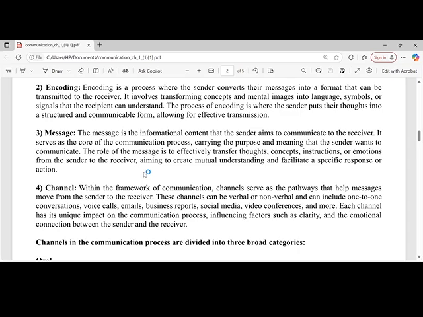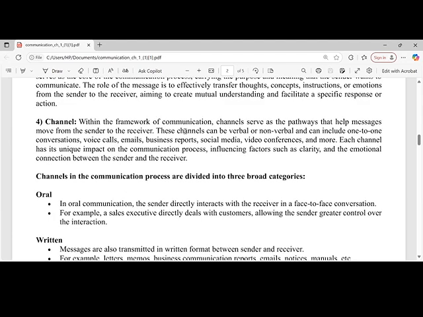Message is the information which the sender wants to communicate to the receiver. Channel is the framework of communication channels which serve as the pathways that help messages move from sender to the receiver. These channels can be voice calls, emails, reports, social media, video conferencing, one-to-one conversations. All these factors also influence the channels, like clarity.